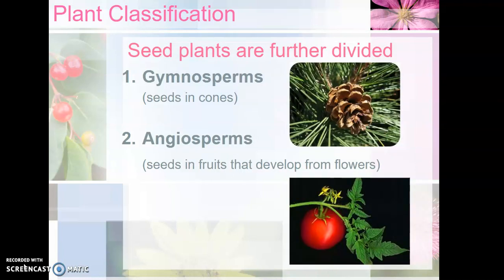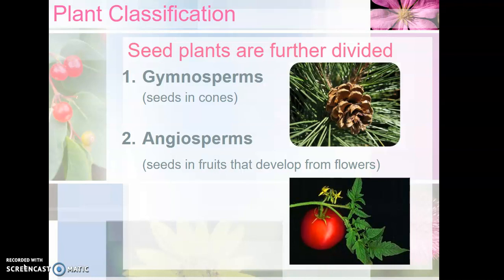And seeded plants can be further divided into more categories. First, we have the gymnosperms, which are plants that produce their seeds in cones, like this pine tree shown. That's your example you need to include. Now, this pine cone is open, so the seeds are already released. Closed pine cones would still have the seeds inside.